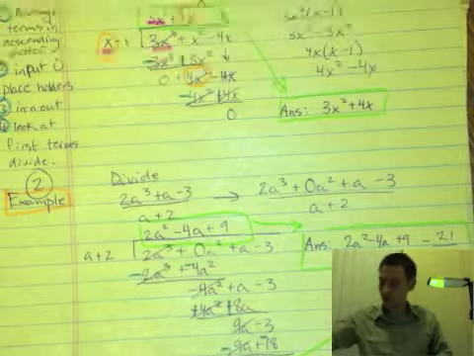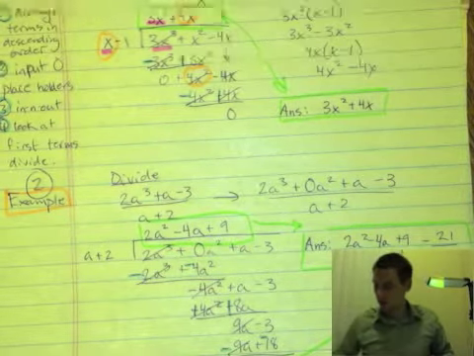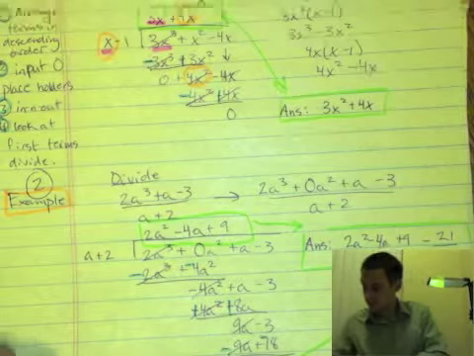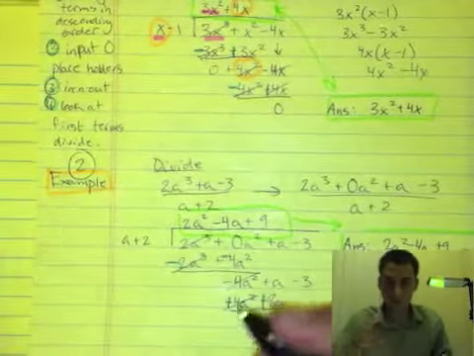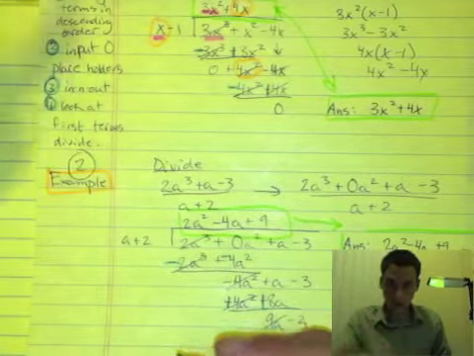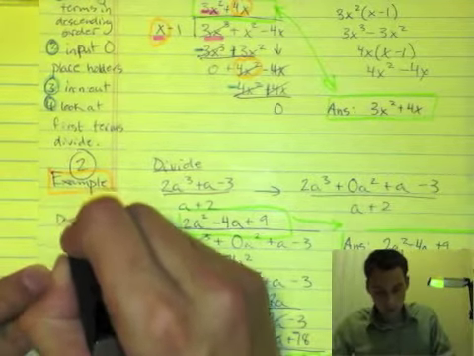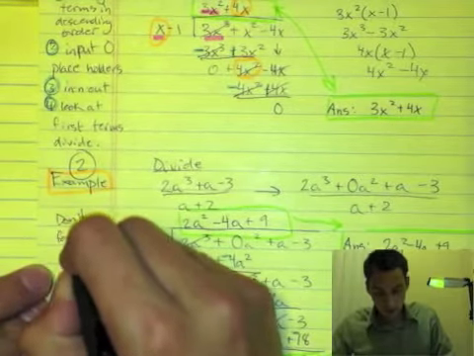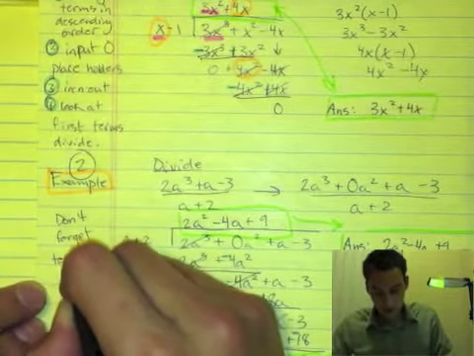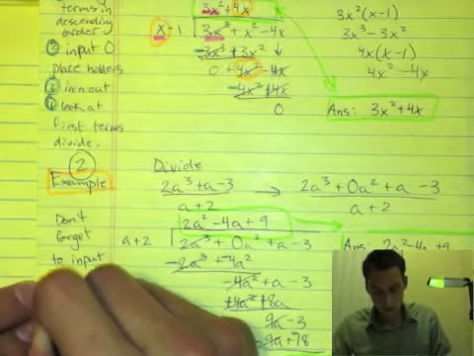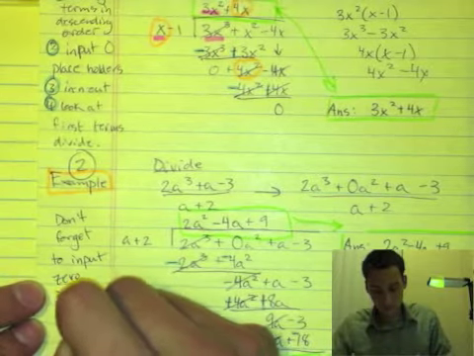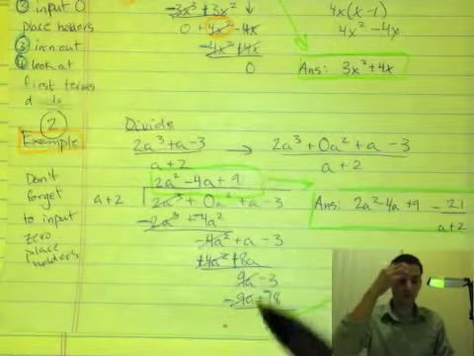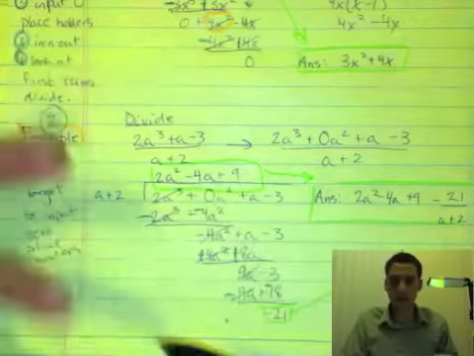So one more example. I think I wanted to add a note. Don't forget to add 0 placeholders. That's my note. If you forget, then you might end up subtracting terms that aren't like terms, so that'd be wrong.